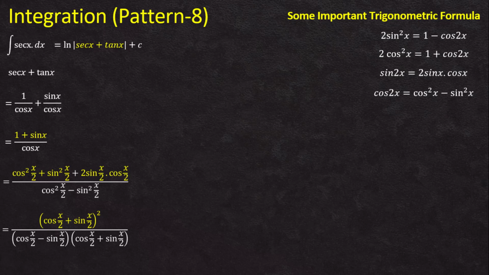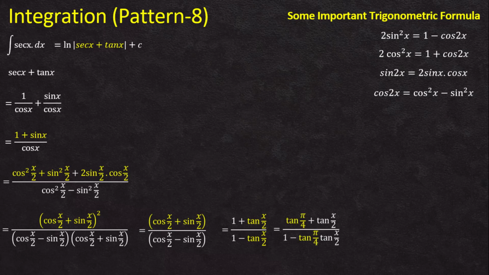This can be simplified as cos x by 2 plus sin x by 2 divided by cos x by 2 minus sin x by 2. We will divide all the terms of numerator and denominator by cos x by 2, then it will become 1 plus tan x by 2 divided by 1 minus tan x by 2. This 1 can be replaced by tan pi by 4.